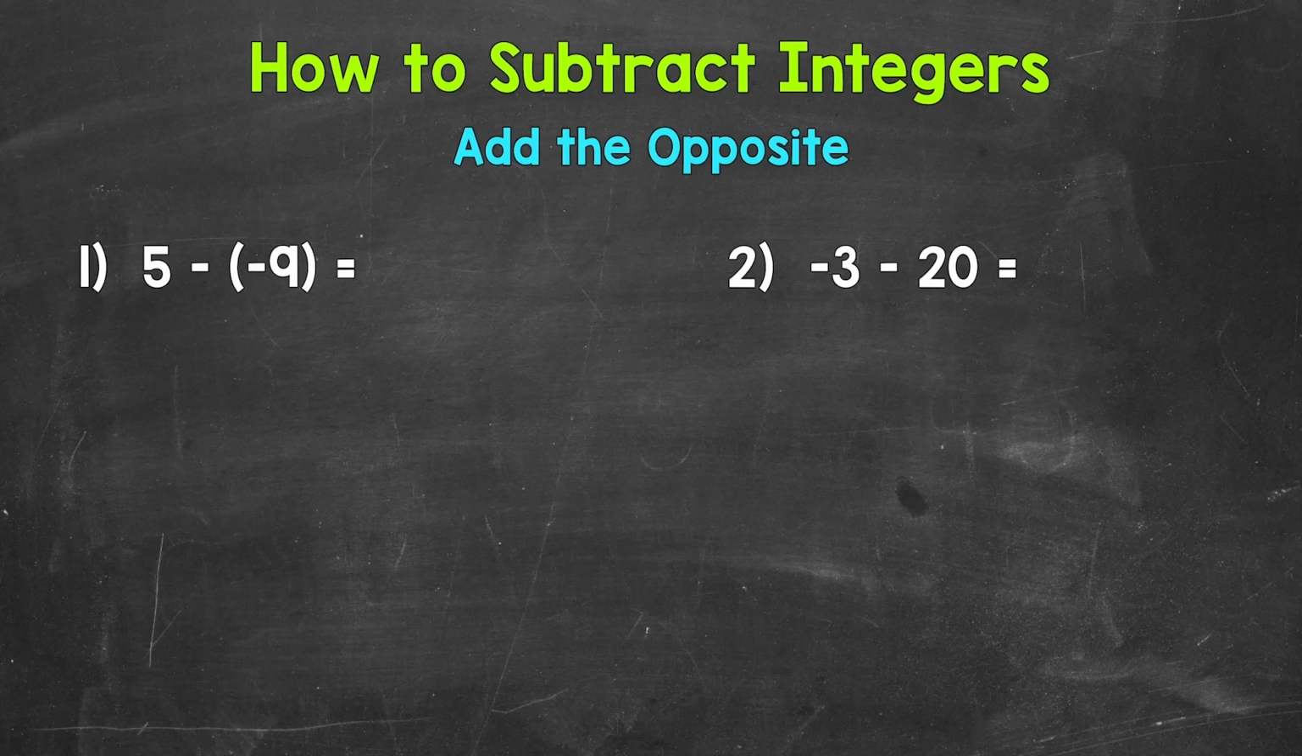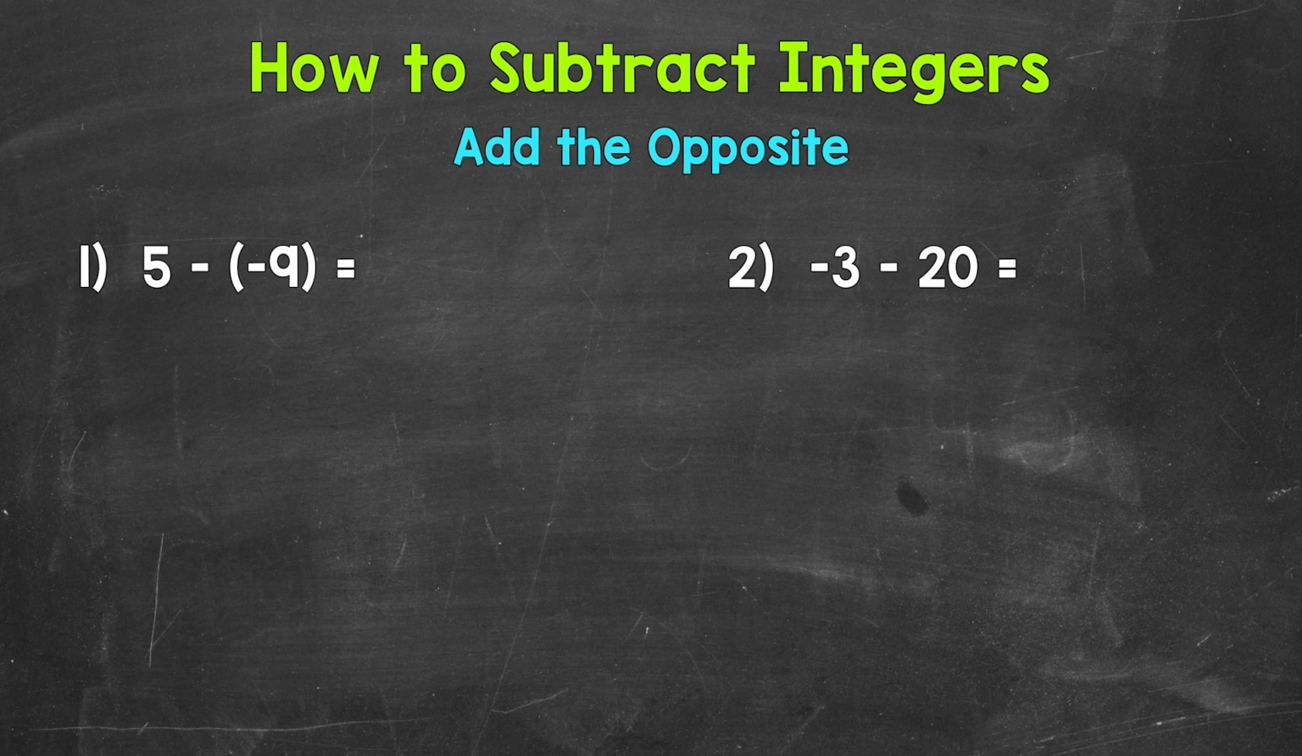Now, when we subtract integers, we're actually going to add the opposite. So if you're able to add integers, you're going to be able to subtract. The opposite of subtraction is addition. And then we take the opposite of the number we are subtracting. So this gives us an equivalent problem, and we are able to use this strategy.